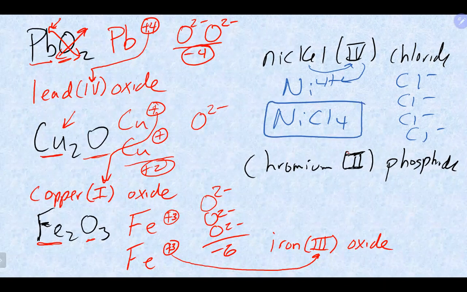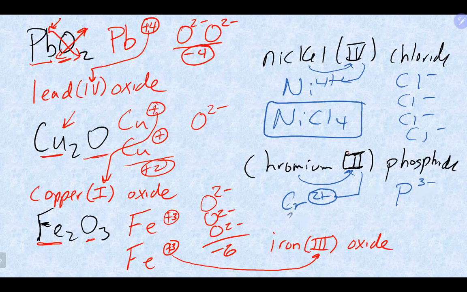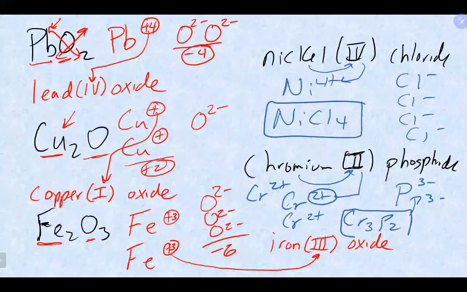Same thing here with the Roman numeral. That tells us that the chromium actually is carrying a +2 charge. And phosphide is phosphorus on the periodic table, which is a -3 because it's group 5. And that means the common number there is going to be 6 to put that together correctly. So to get our chromium to 6, we actually need a grand total of 3 of them. And to get our phosphide to 6, we need 2 of them. So that's going to give us Cr3P2 in this case.